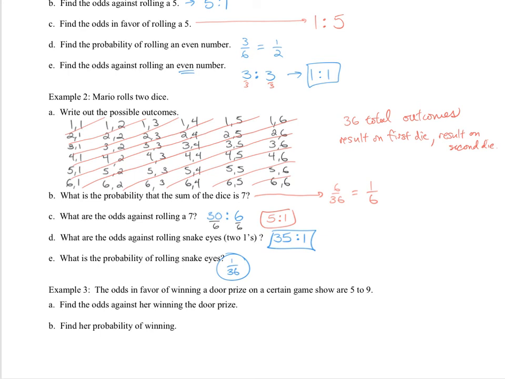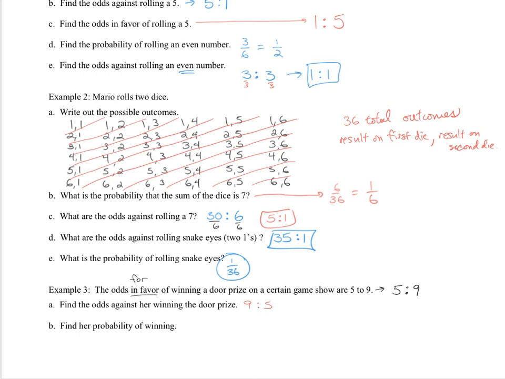Thank goodness. The odds in favor of winning a door prize on a certain game show are 5 to 9. So I'm going to rewrite this right away so I know what that looks like. 5 to 9. What are the odds against her winning the door prize? Well, if you know the odds in favor, or the odds for, then you can know the odds against just by simply flipping that entire expression around: 9 to 5.